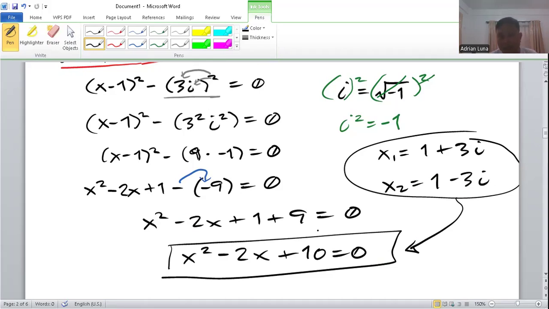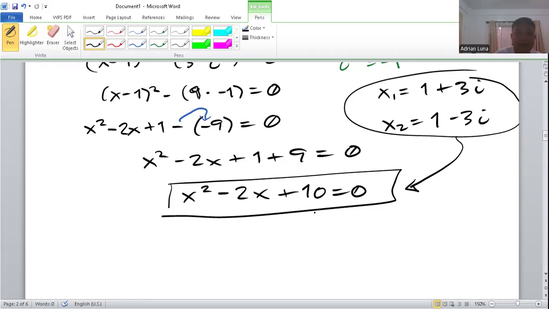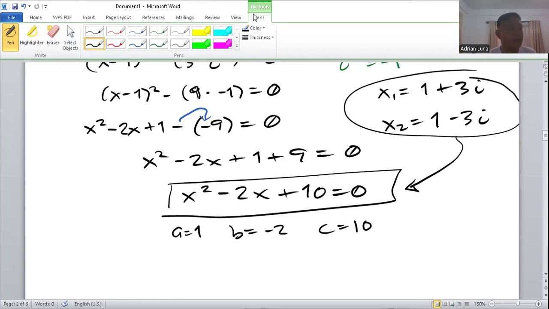So let's check using our calculator. So before natin i-check, identify natin yung values ni A. A is equals to 1, B is equals to -2, and C is equals to +10. Now let's move to our calculator. Ang kailangan lumabas na roots is 1 plus 3i, then 1 minus 3i.